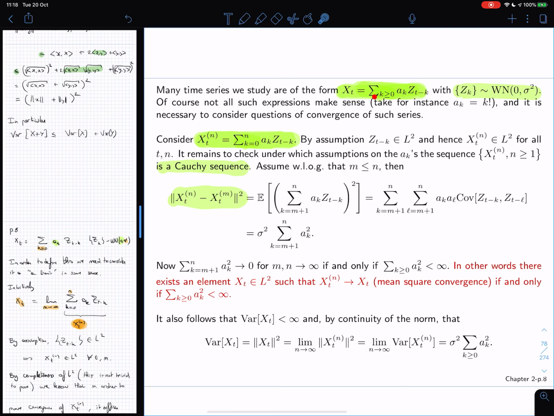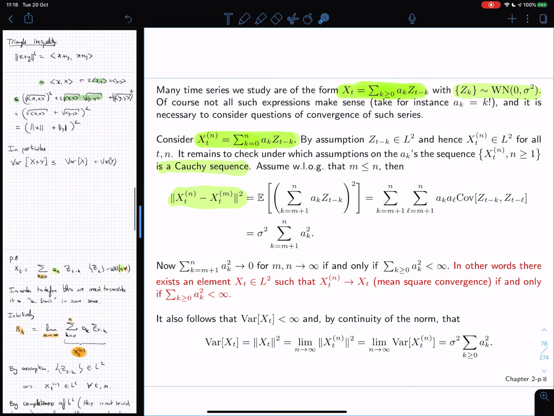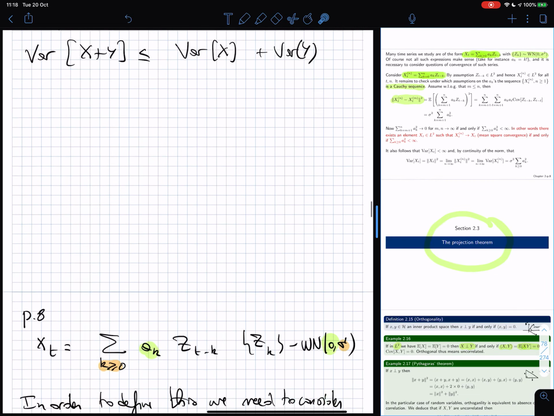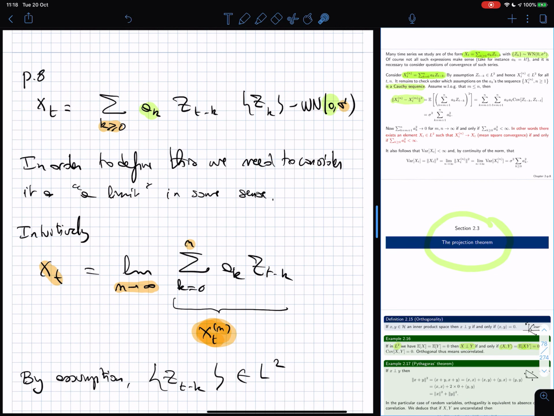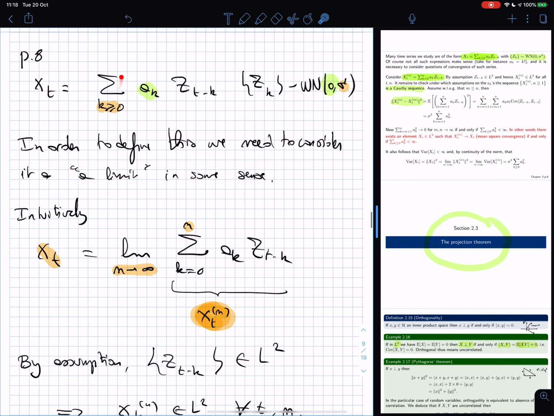So how do we do this? Well, the only natural possible way is to look at this guy, which is a sum from 0 to plus infinity. So here I've written it down. Well, we just take this guy to be the limit as n goes to infinity of the sum from 0 to n. That's the only natural way of defining a series. It's the limit of the partial sums. We call this X_t^n.